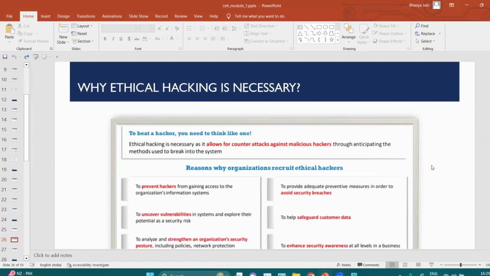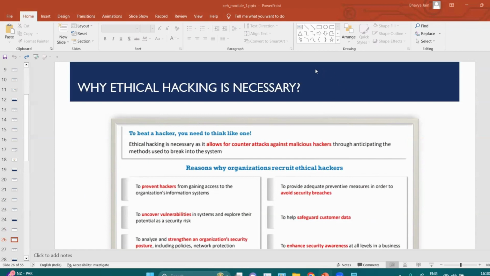Now, why is ethical hacking necessary? That is a very common question. Can you tell me why ethical hacking is necessary? Why are we protecting everything? Why are we putting so much effort into security? Question for you: why is ethical hacking necessary?